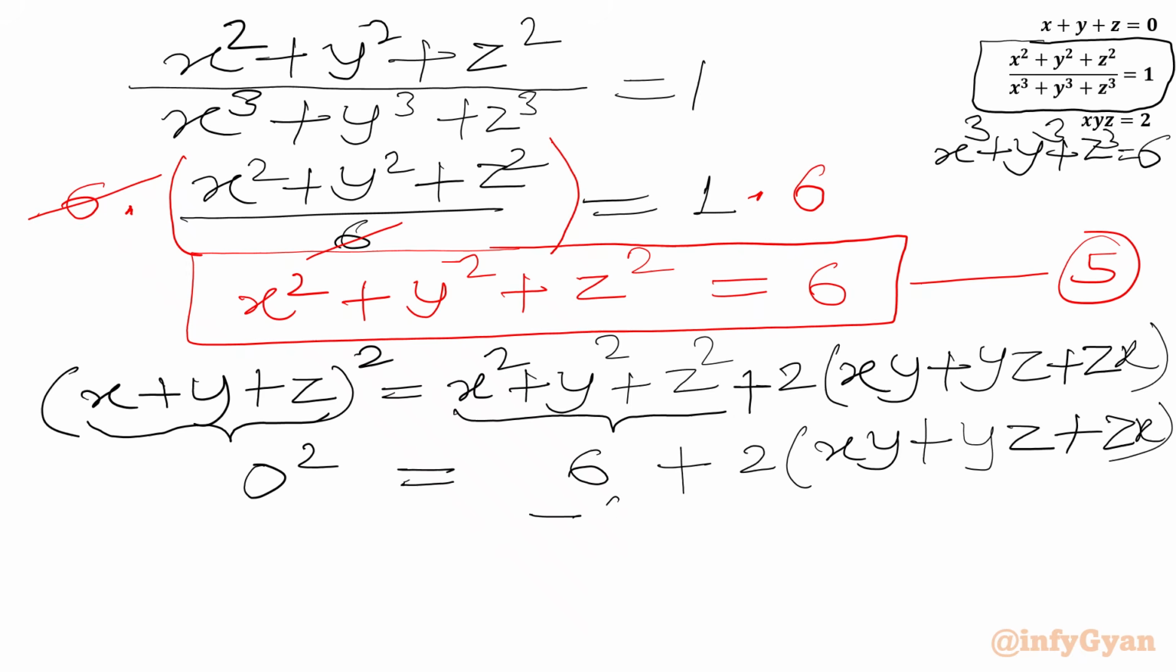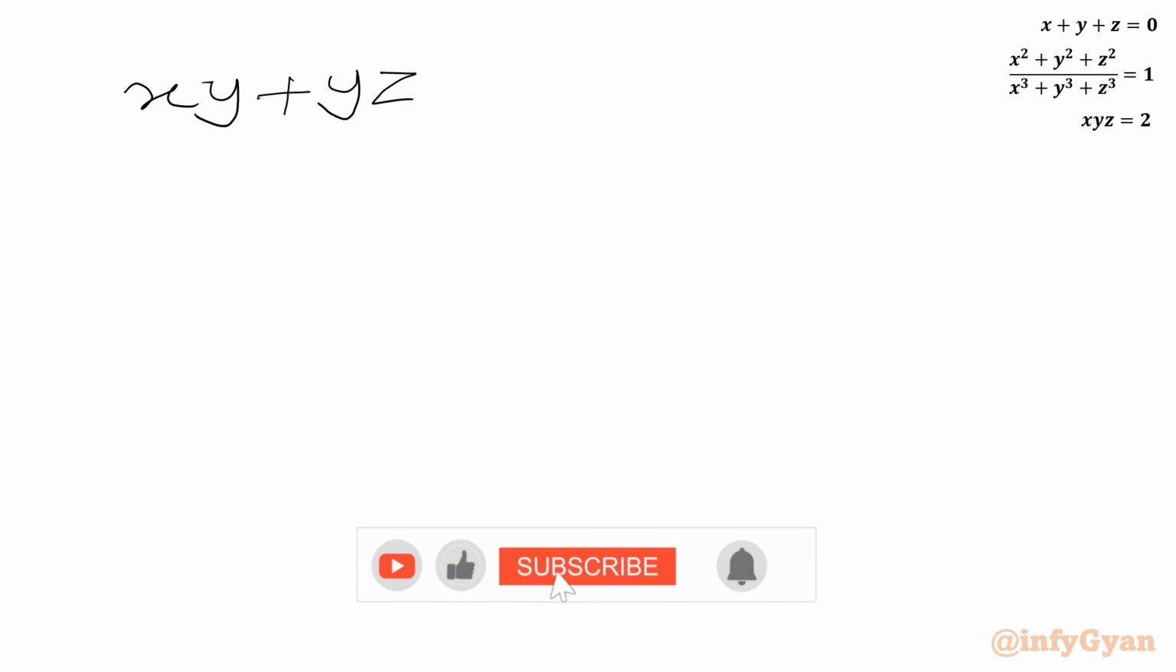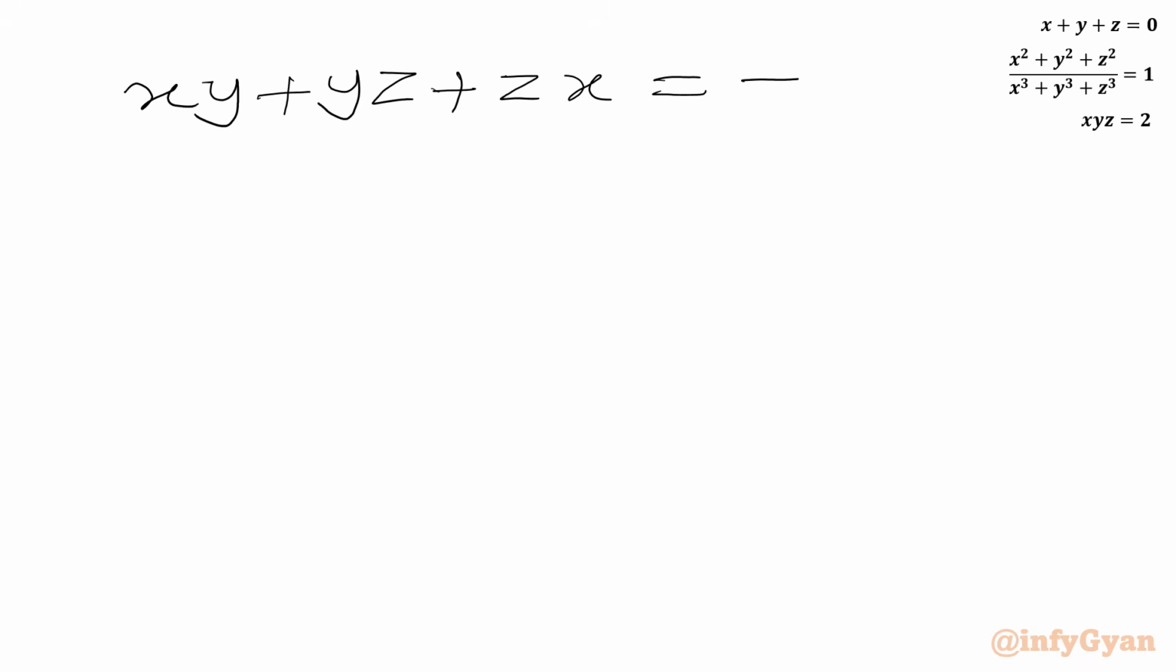Now we'll subtract 6 from both sides. 0 square is 0. So I can write minus 6 equal to 2 times xy plus yz plus zx. Now we'll divide our equation by 2 on both sides to get the value of xy plus yz plus zx. So the value will become minus 3. Let me write here xy plus yz plus zx is equal to minus 3. Let's say this is our equation number 6.